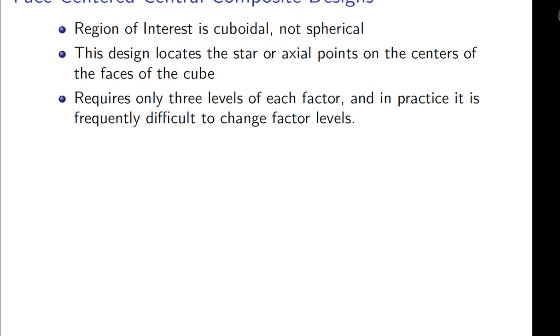The advantage is it requires only 3 levels. So you don't have points that are outside. You don't have points at minus the square root of 2 or plus the square root of 2 along the axes. They simply lie on the faces. So rather than having 4 levels of the quantitative factors, if you have a face-centered design, it requires only 3 levels of the quantitative factors. So you only need to interpolate values of the quantitative factors. You don't need to extrapolate beyond the regions that you believe to be the limits.